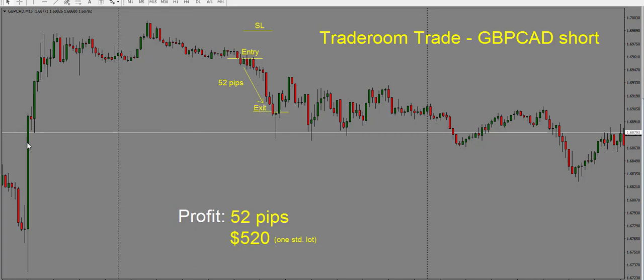This is the first place I was looking for price to have trouble with. As we can see, when price went up, it pulled into this level, then made another leg higher. So I was looking for this level to give us some trouble. And as we can see, price came down and then gave us a bullish pin bar. That's why I exited the trade. From entry to exit on this trade, we got 52 pips. So our profit was 52 pips or $520 if trading one standard lot.